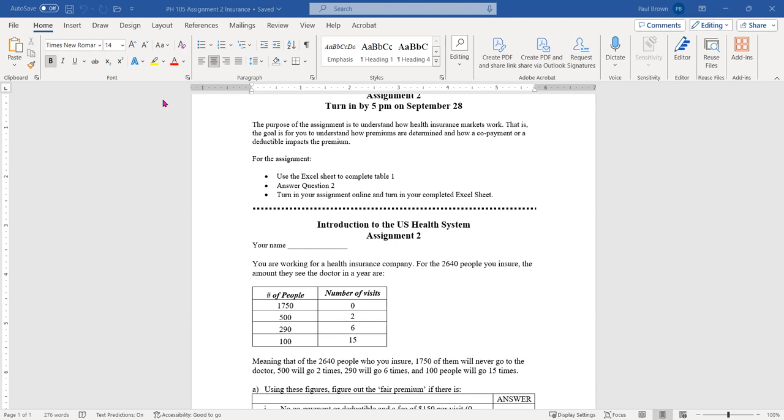You'll notice that there's an Excel sheet that goes along with assignment two. When you turn it in, you can do it all on the Excel sheet if you want, put your answers in there, or do it with this and then send me the Excel sheet. Okay, questions about that? All right.